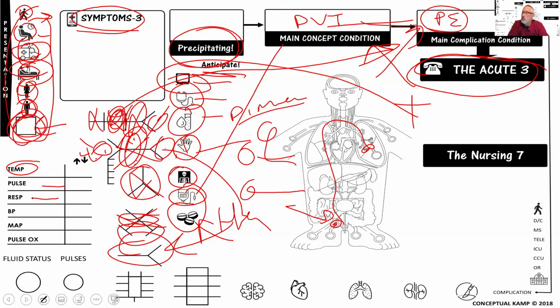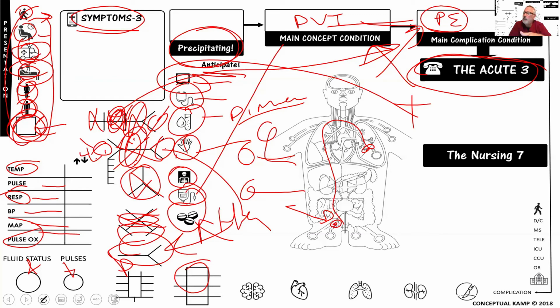Respirations, they could start to become tachypneic, which means they're having a PE. Blood pressure, not necessarily. Mean arterial pressure, no. Pulse ox, yes. So we have pulse ox and we have respirations increasing. Fluid status, not most likely. Pulses, we said ipsilateral. Any cardiac enzymes? No. Any ABGs? Well, if I'm doing an ABG, that's an evaluation of ventilation versus quality.